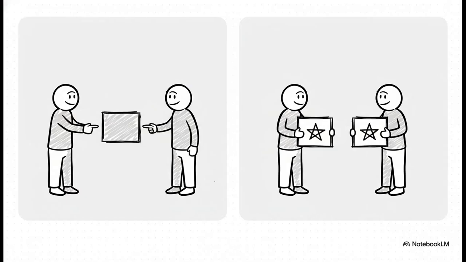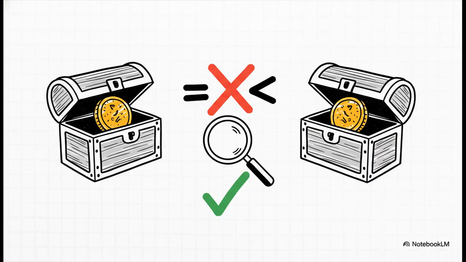Okay, listen up, because this is the critical difference. The double equals operator checks if two variables are pointing to the exact same object in memory. It's like asking, are we both pointing to the very same physical book on the shelf? The dot equals method, on the other hand, checks if the content is the same. That's like asking, do our two different copies of this book have the exact same words inside? See the difference?